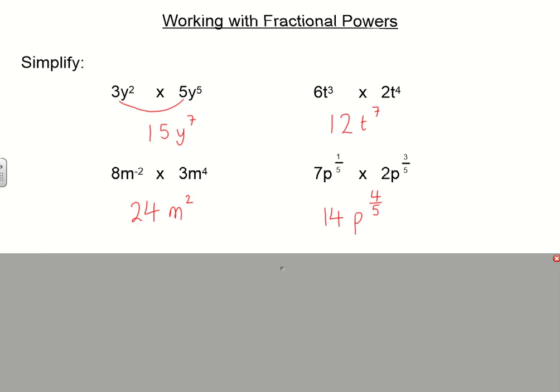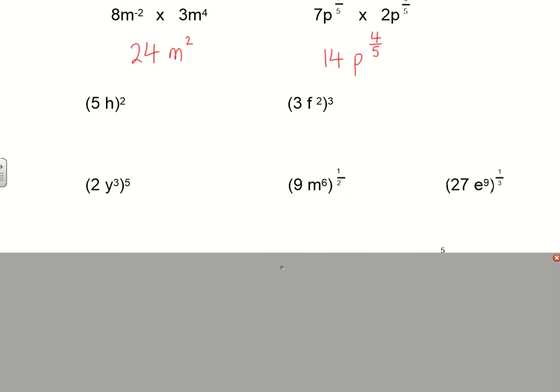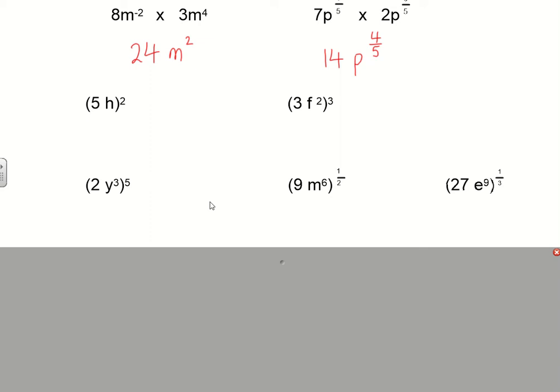So if you look at the next set now. Okay, so all of these ones are using powers but with brackets. And there is a rule for this, but if I show you on this first one how it works, 5h all squared means 5h times 5h.